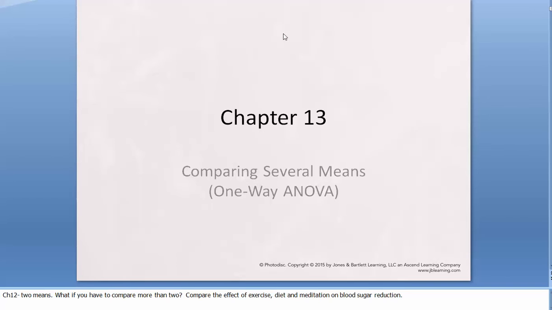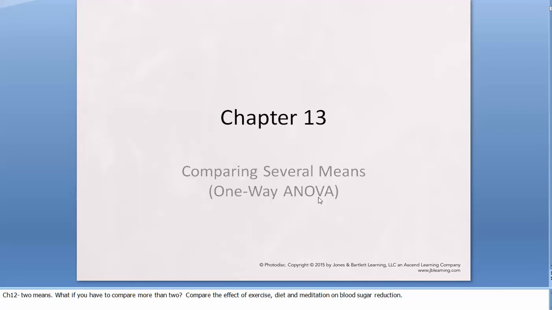Okay, so now here we are in chapter 13 and just one more chapter to go. This chapter is about analysis of variance. We will talk about that. In fact, the abbreviation for analysis of variance is ANOVA. We will talk more about this as we go along.